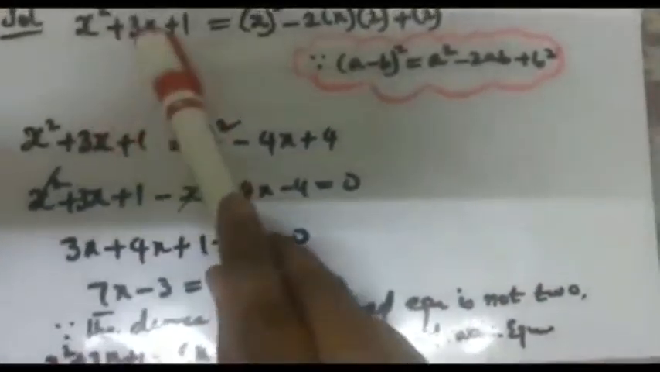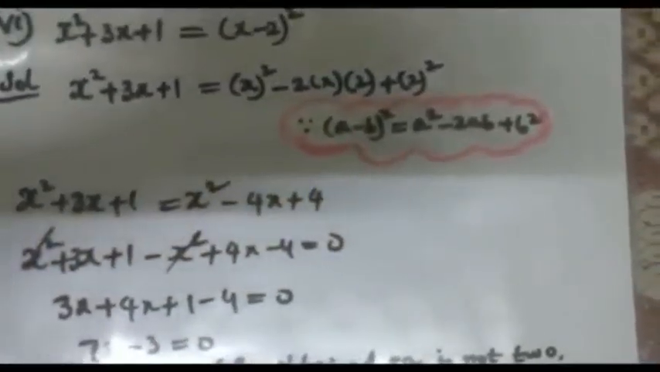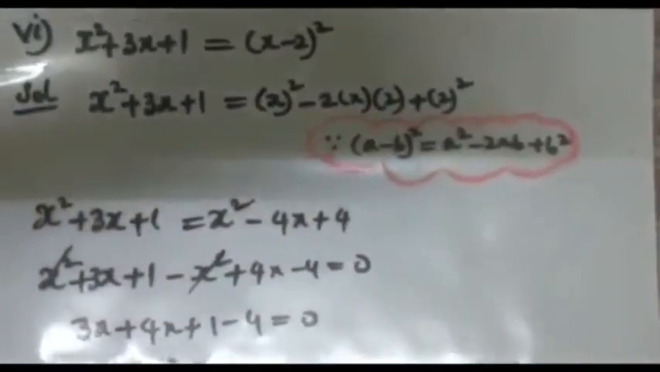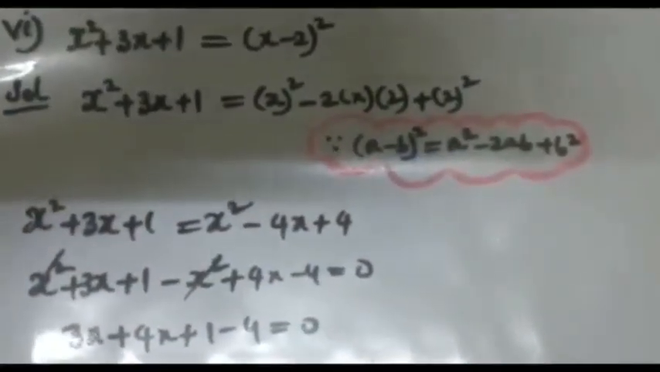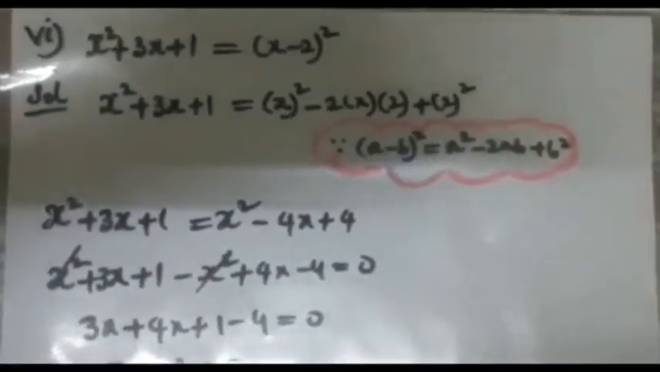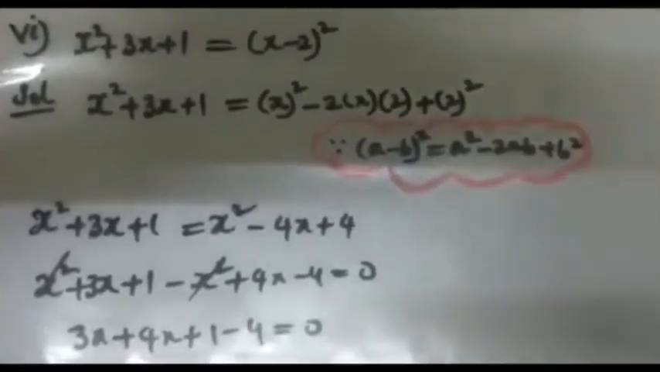And since the degree is not 2, we should conclude here like this: since the degree of the obtained equation is not 2, the given equation is not a quadratic equation. Do conclude each and every problem. Without a conclusion, the solution is incomplete. So this is how we have completed the 6th one. Let's go for the 7th one and 8th one.